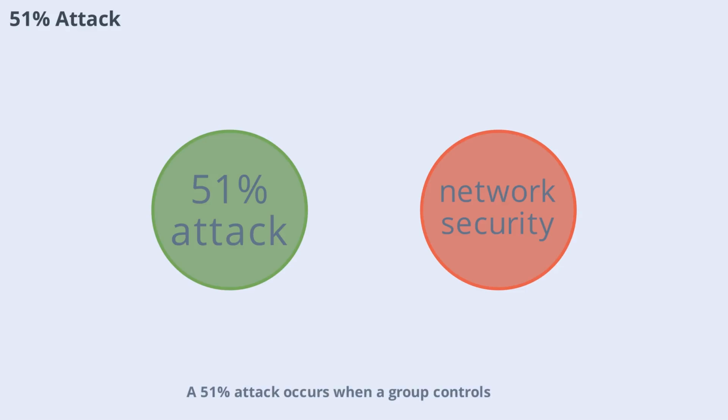A 51% attack occurs when a group controls more than half of a blockchain's computing power. This allows them to manipulate the network, double-spend coins, or block transactions. While rare and difficult to execute, 51% attacks highlight the importance of decentralization and network security in blockchain systems.